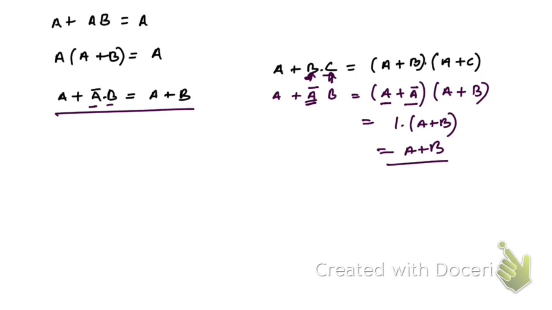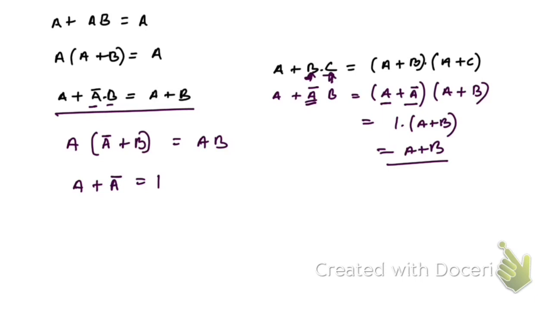So then you're going to have one more very important property, that is A into not A plus B, that's going to be AB. Okay, then you're going to have A plus A not. A plus A not is 1, right? A plus A not is 1.